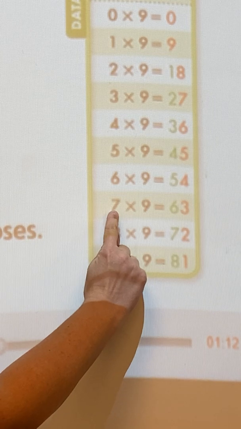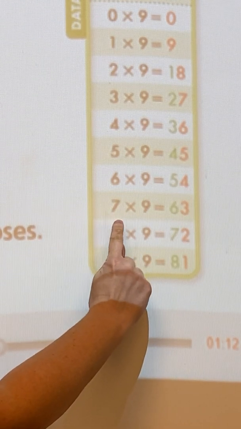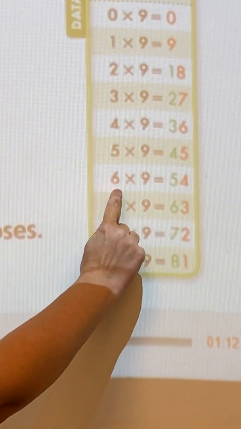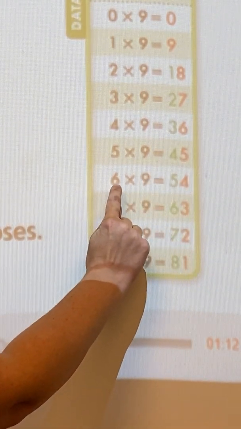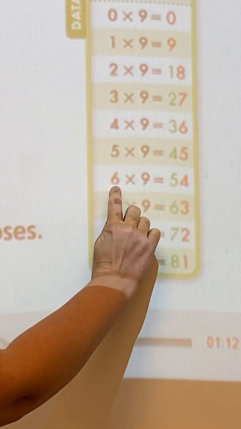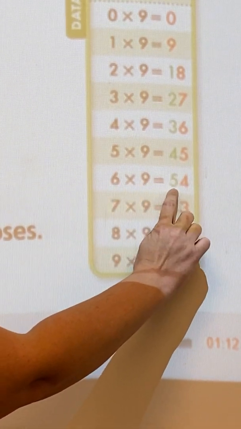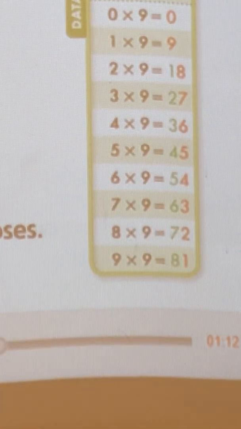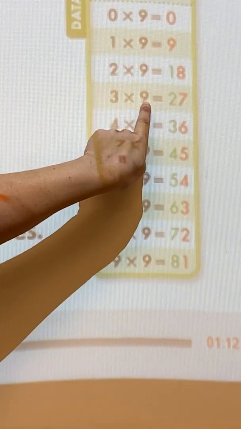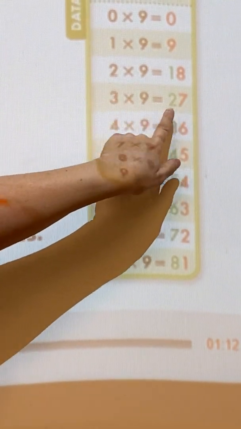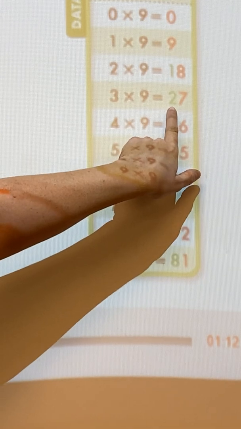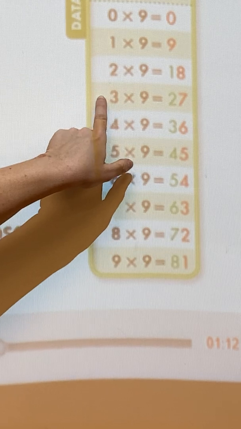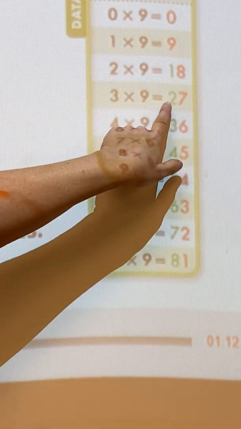Okay? Another way that helped me to remember is I always look at what number is being multiplied by 9. So if it's a 7, then I know the tens place has to be 1 less than 7, which is 6. Notice with the 6. 6 times 9, the tens place for the answer, or the product of 6 times 9, is a 5. 5 is 1 less than 6. It works with every one of these. 3 times 9. The tens place in the product is a 2, which is 1 less than 3. Okay? 3 minus 1 is 2, so you get that answer.